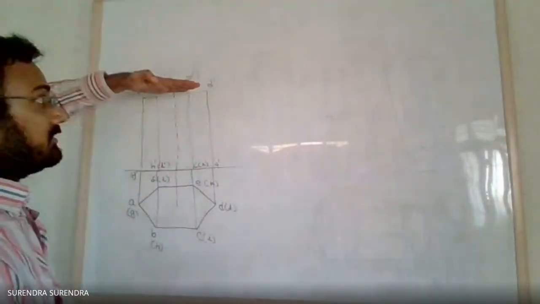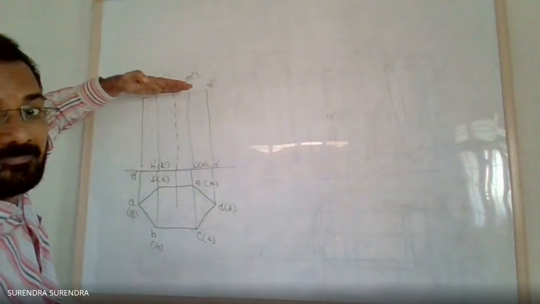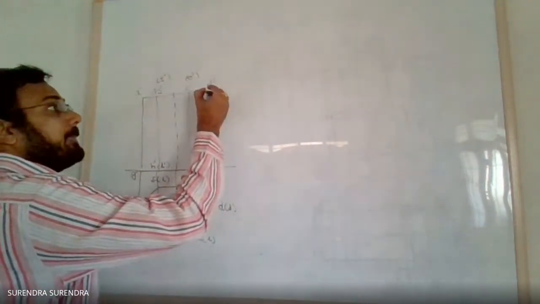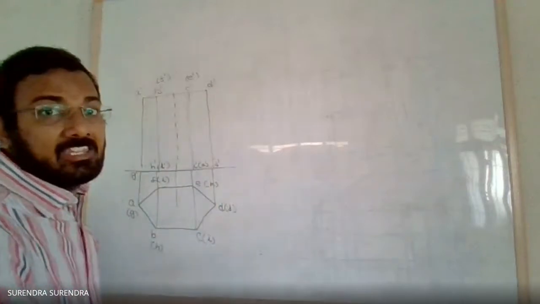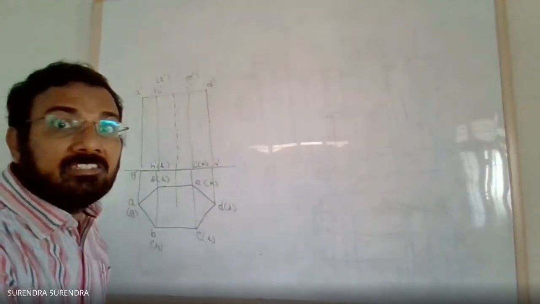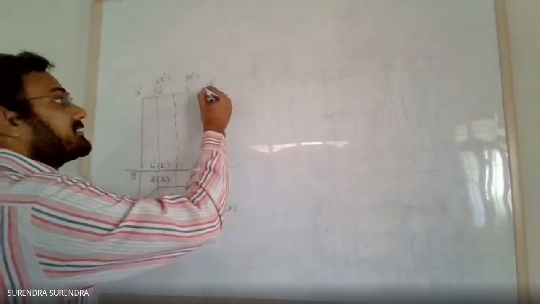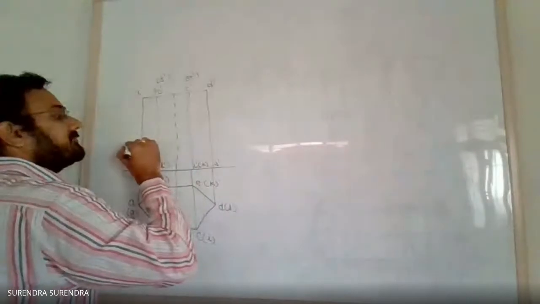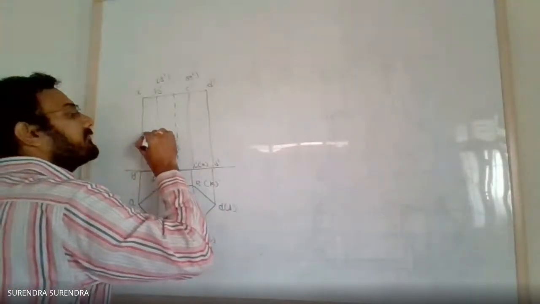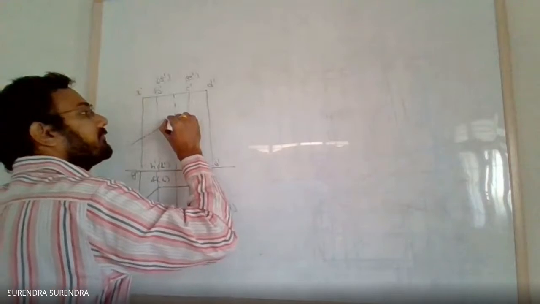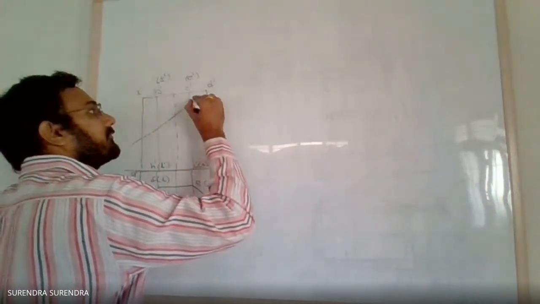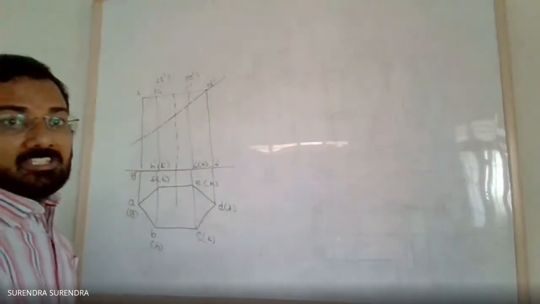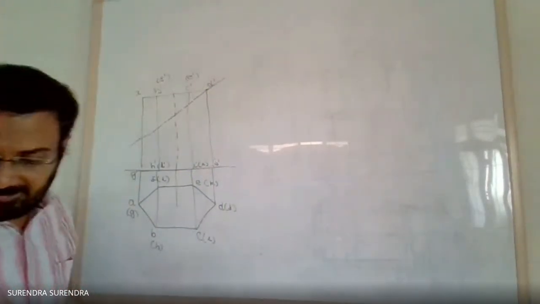So this is the top face of the prism. On the top face, the right corner means D dash. The cutting plane is passing through D dash. So draw a 45 degrees inclined line passing through D dash. So this is the cutting plane.